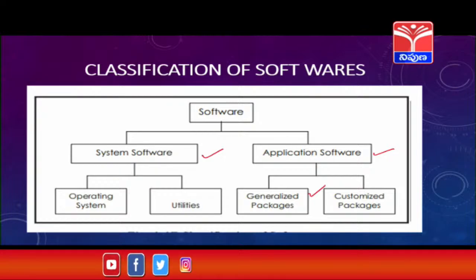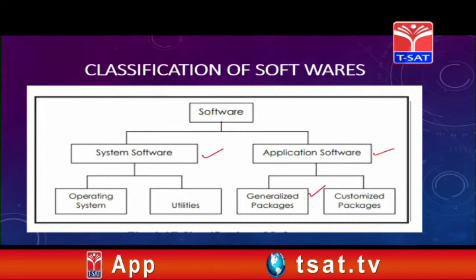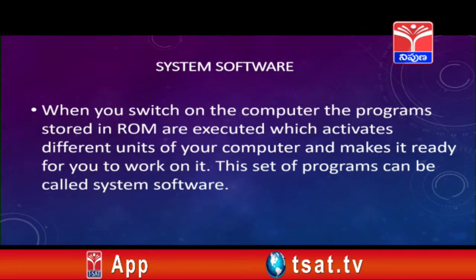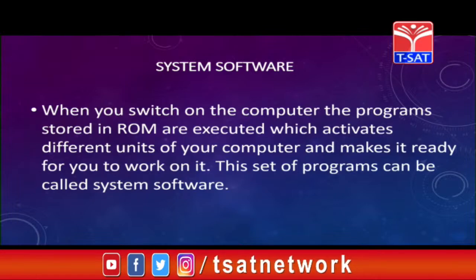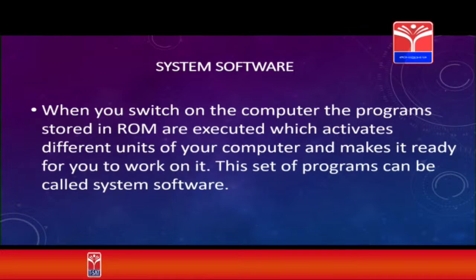Now we will see one by one what an operating system is, what the different kinds of operating systems are, what utilities are, and what the generalized packages are. We will discuss each and every one. First, system software. What is system software? When you switch on the computer, the programs stored in read-only memory are executed, which activate different units of your computer and make it ready to work. This set of programs can be called system software.